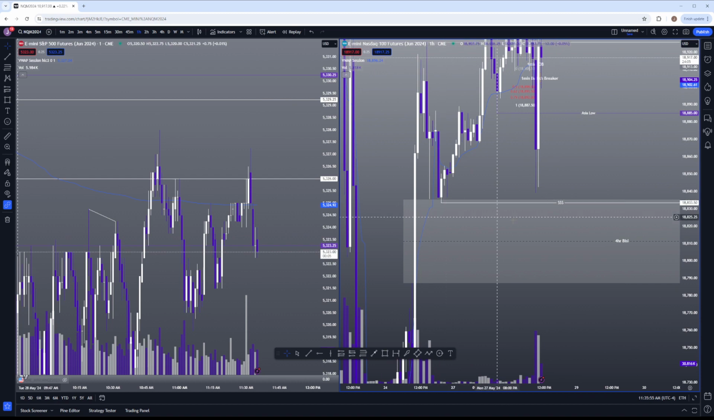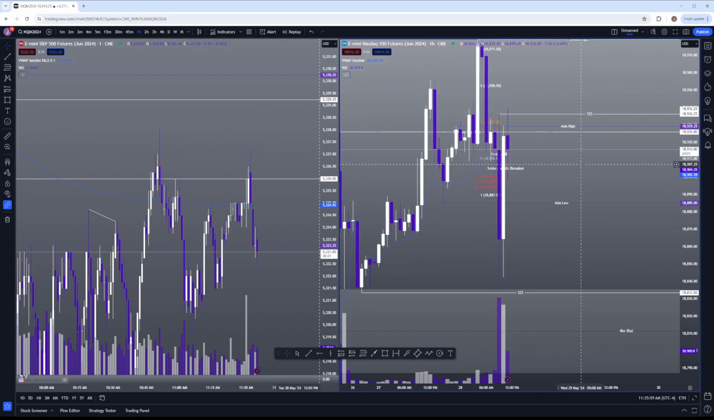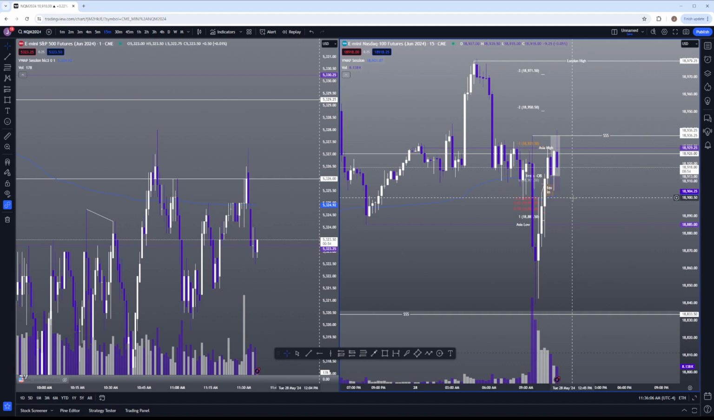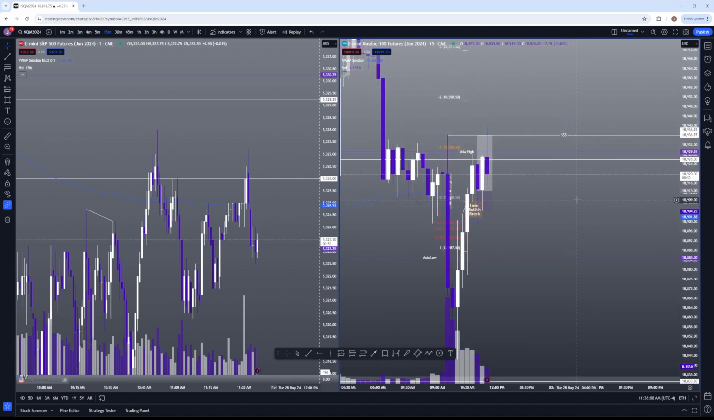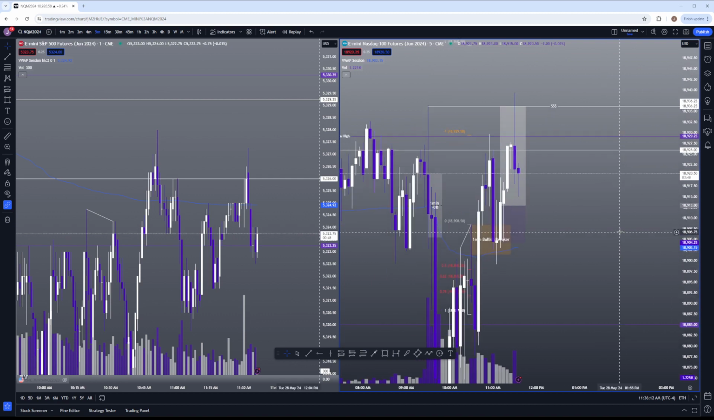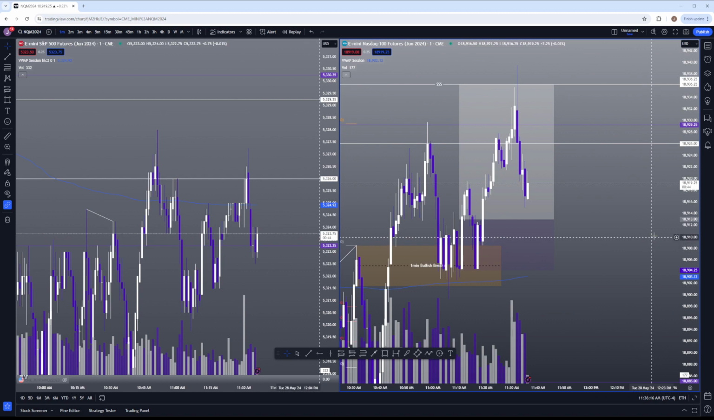We do have the external lows down here. We might see price target, especially on such a ranging day, up and down after sweeping liquidity. We might see price drop and try to target those lows. We will see what happens here.